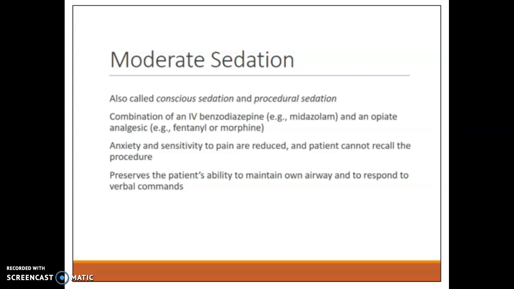So moderate sedation, also called conscious sedation or procedural sedation, is a combination of an IV benzodiazepine and an opiate. Anxiety and sensitivity to pain are reduced, and the patient can't recall the procedure. It preserves the patient's ability to maintain their own airway and to respond to verbal commands because they do not lose consciousness.